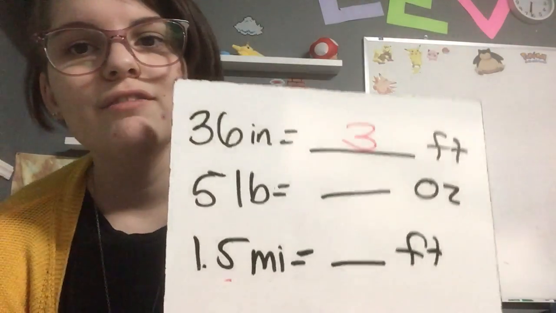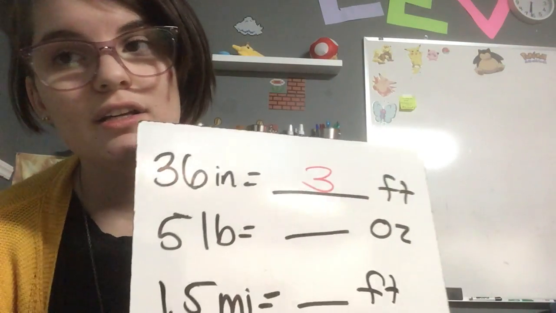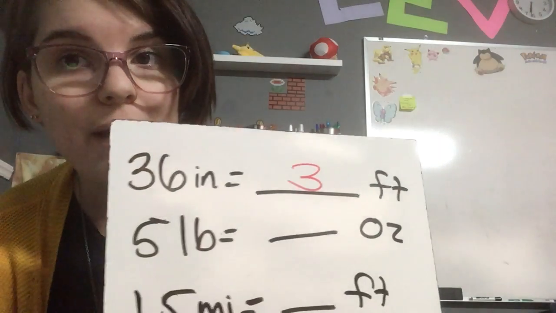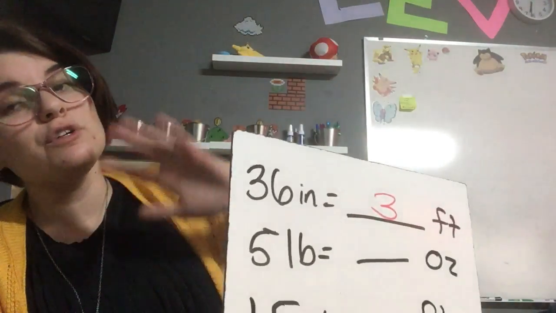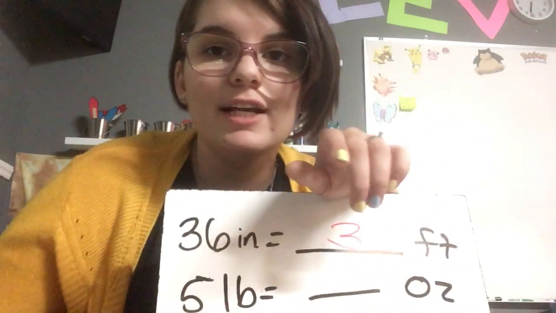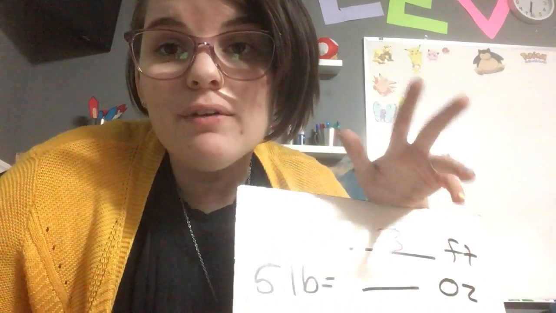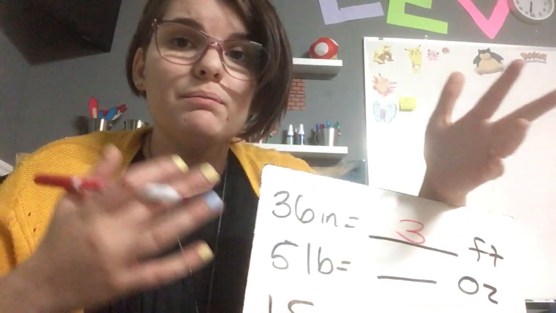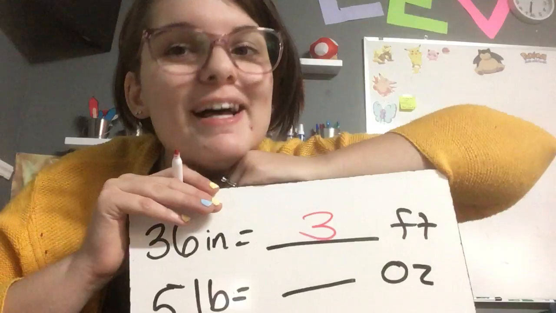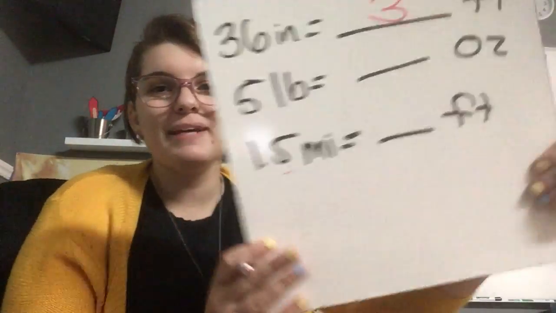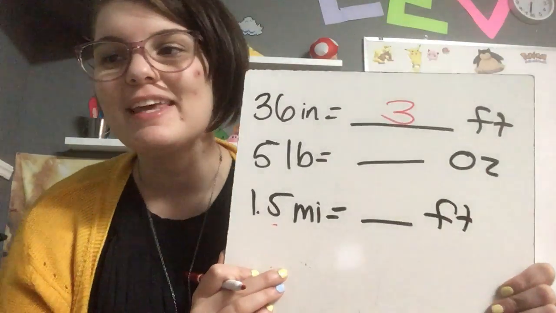Now I'm going from 5 pounds to, this is number 3 now, from 5 pounds to how many ounces? So are we going bigger to smaller or smaller to bigger? Give you a second. You're right. We are going from bigger to smaller, which means we're going to do what? We're going to multiply. Woo! I like multiplication. I just like math in general.